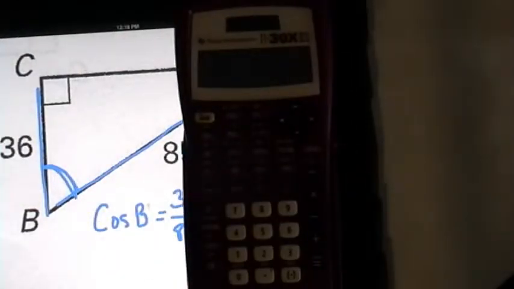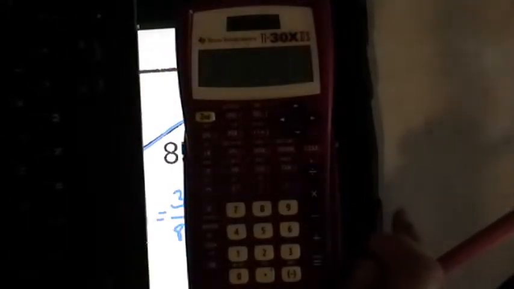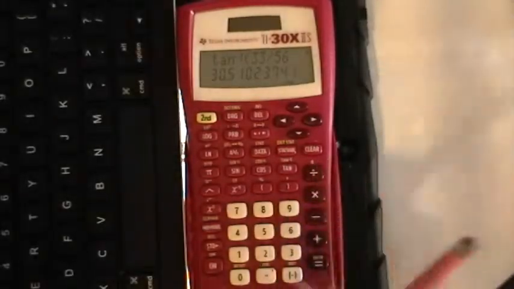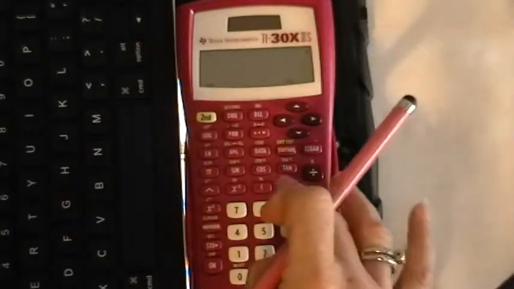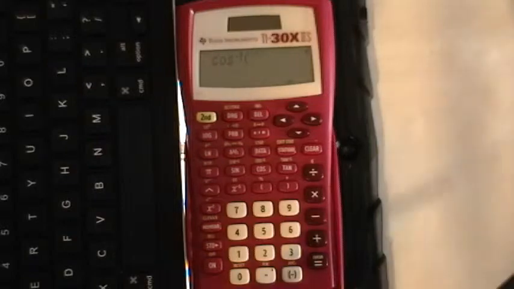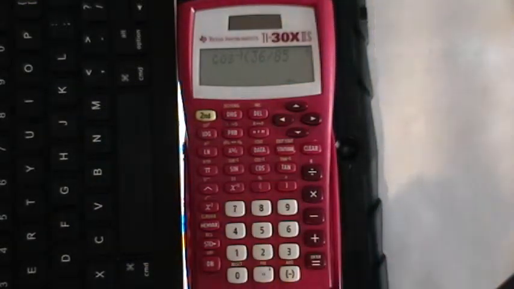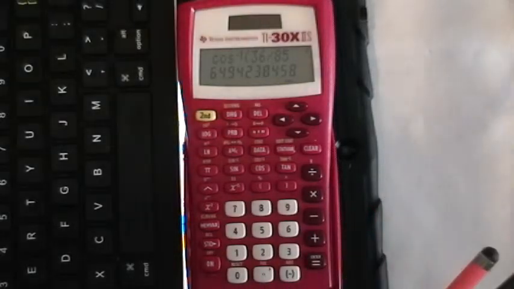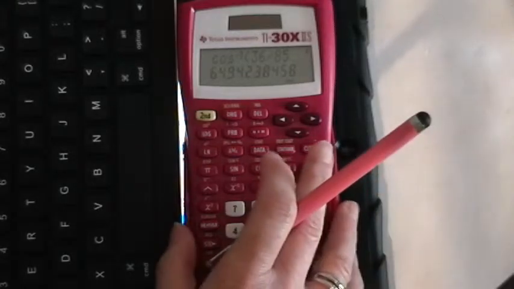Okay, using the Casio. Remember to find B, I want to do the inverse cosine. And this is always used for finding our angles. So I've got 36 divided by 85. So I'm going to clear this. And I'm going to do second cosine because that's the inverse of cosine. Forgot what my fraction was. 36 over 85. 36 divided by 85 equals. And it gives us an angle measurement of 64.94. So it'll be 64.9 when it's rounded to the nearest 10.